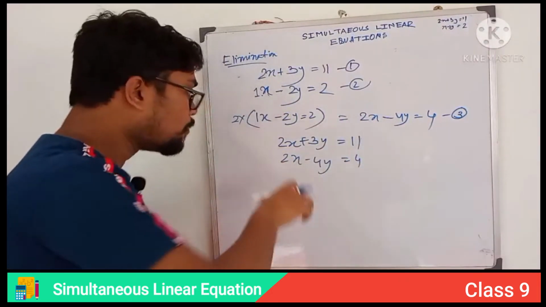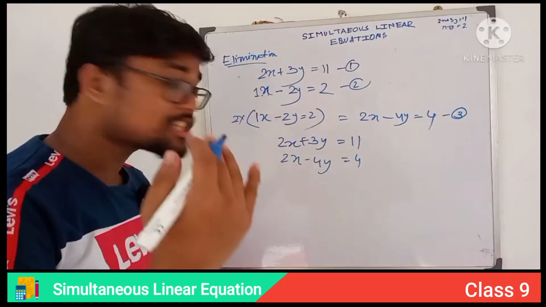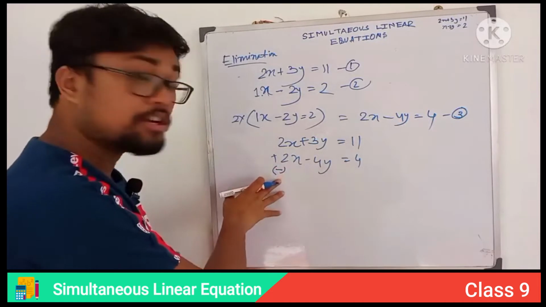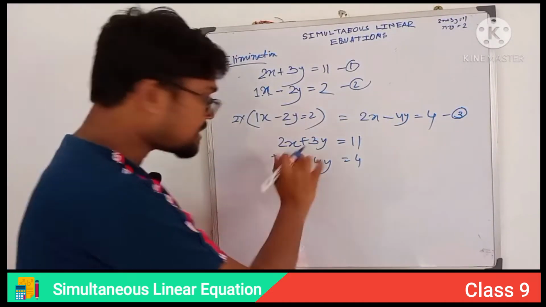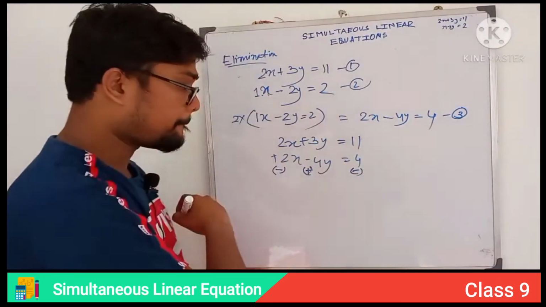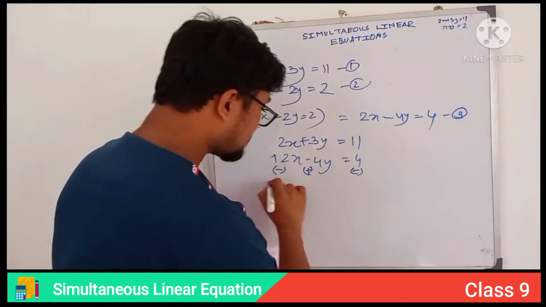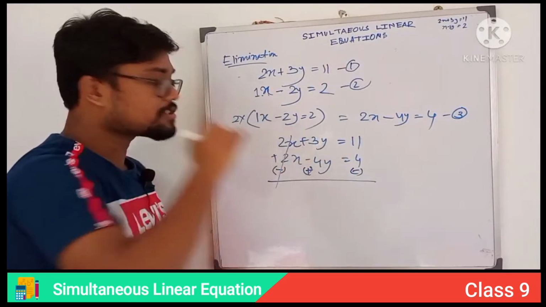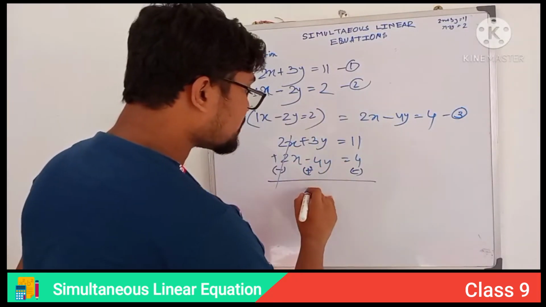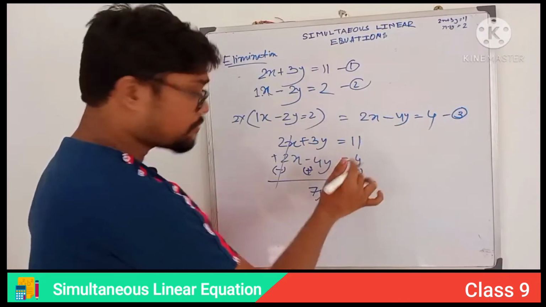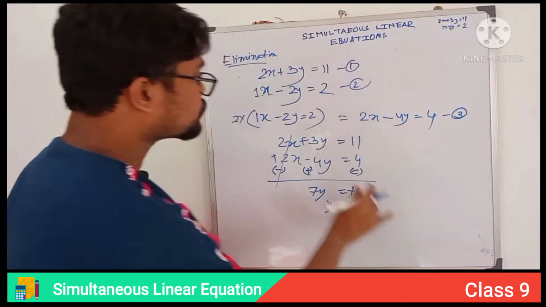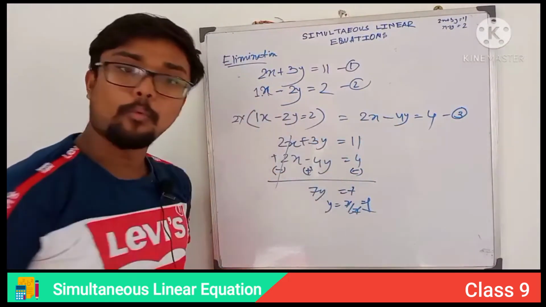Fine. Now these two coefficients are the same. Now we have to change the sign. Here the sign is plus, so we do minus. Here the sign is minus, so we do plus. So what happened? This 2x and minus 2x cancel each other. Let's eliminate. Now plus 3y plus 4y equal to 7y, and 11 minus 4 equal to 7. So y equal to 7 by 7, that equals 1. So by eliminating x we get the value of y.